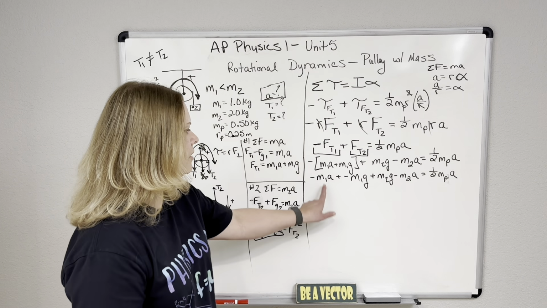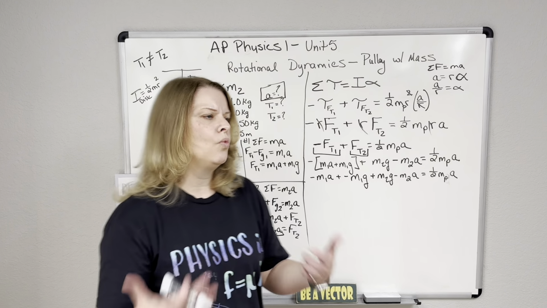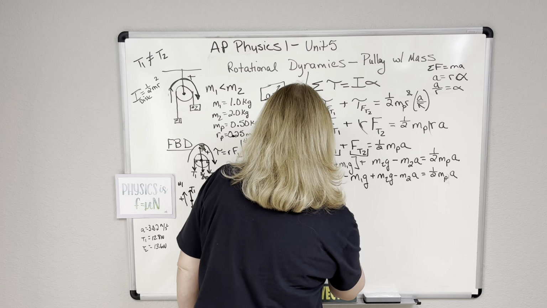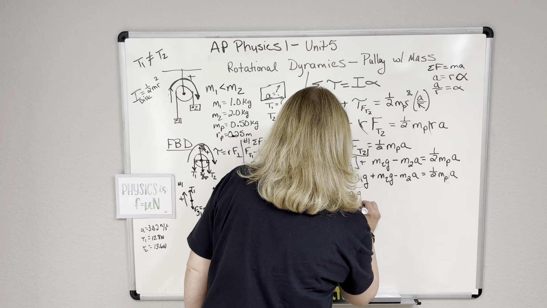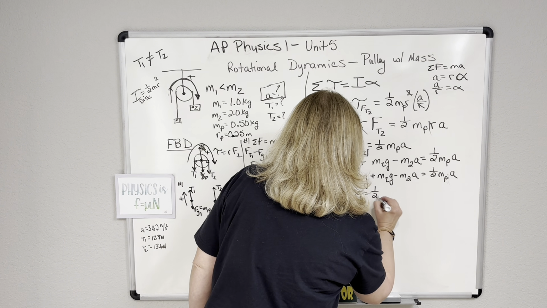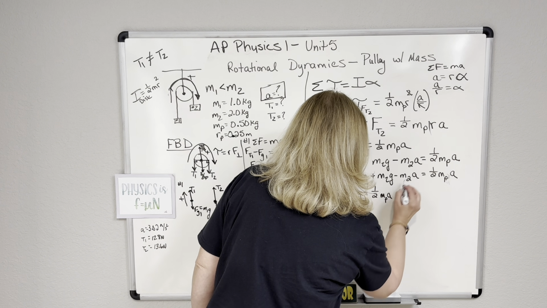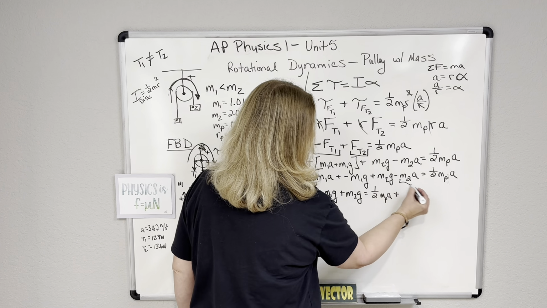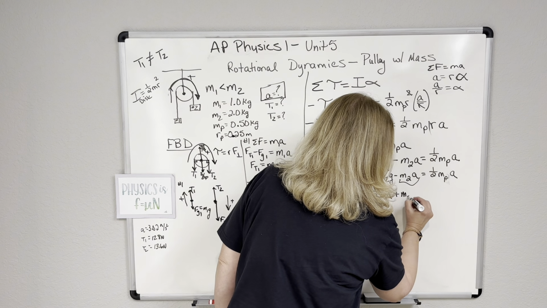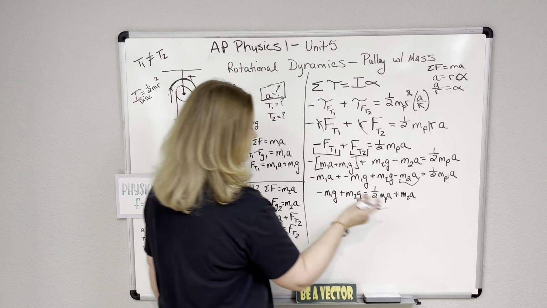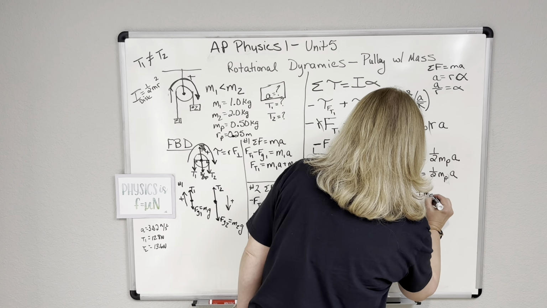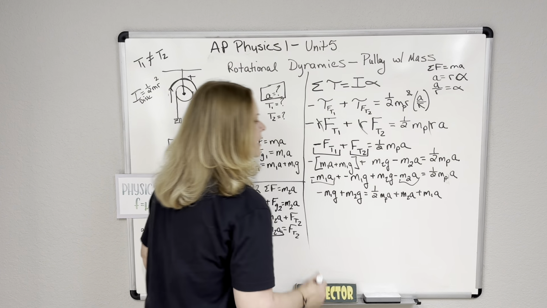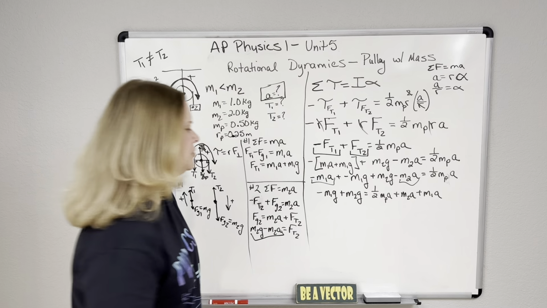All right, now I'm going to get all of my accelerations together on one side. So I have negative mass 1 times g plus mass 2 times little g. That's going to equal 1/2 mass of the pulley times acceleration. I'm going to add this little expression over, plus mass 2 times acceleration, and add this over, plus mass 1 times acceleration. Now I'm going to factor acceleration out.